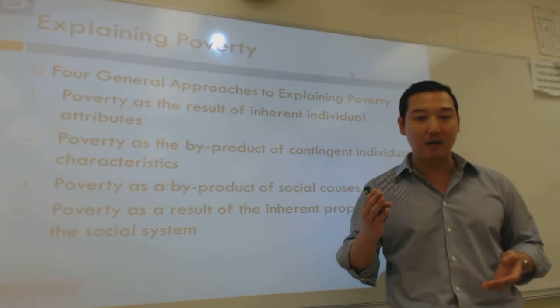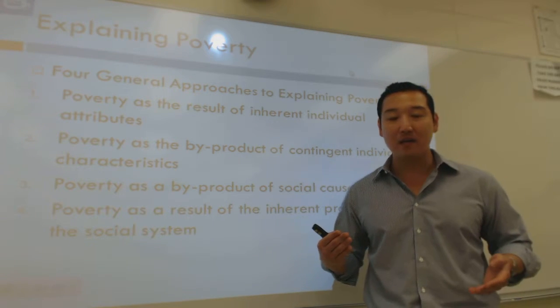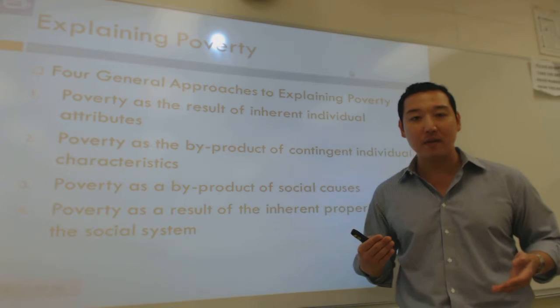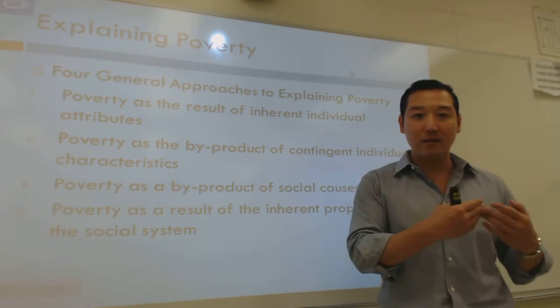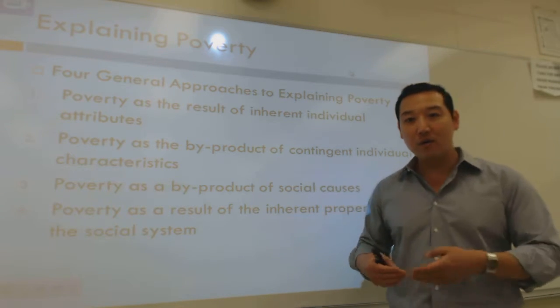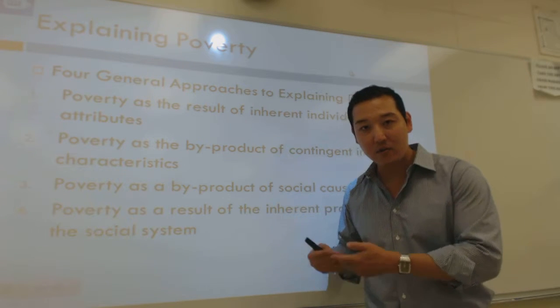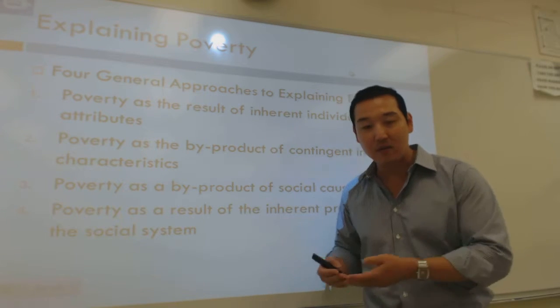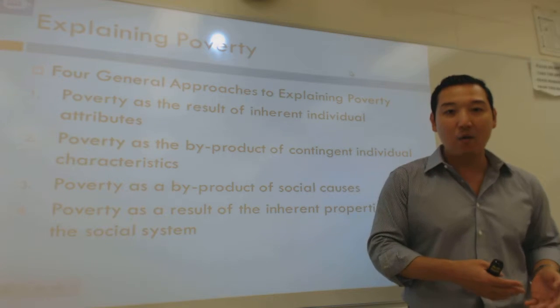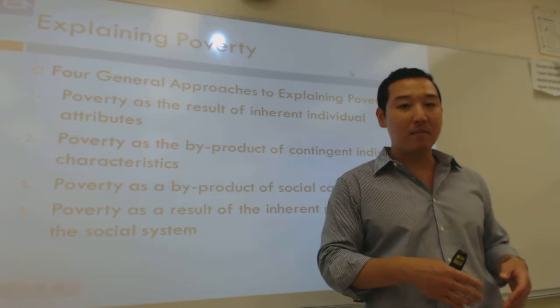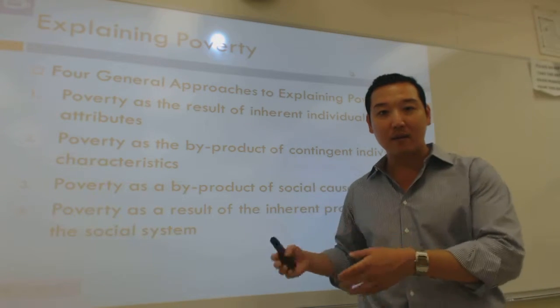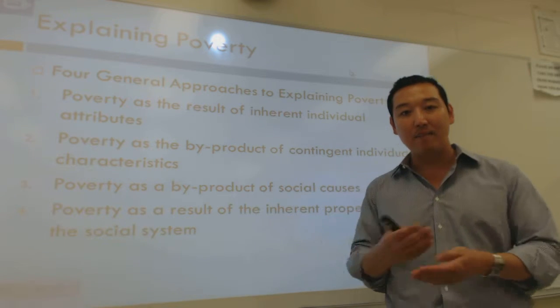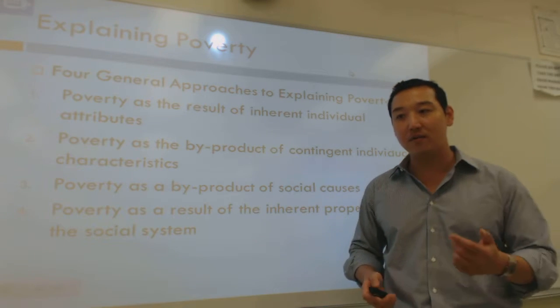Another line, or another dimension in which we can classify these different explanations, is in the way of whether we think poverty is rooted in the individual or rooted in the societal structure in which we live, namely capitalism. Is it rooted in capitalism or rooted in the individual? Or is it a byproduct of the individual or a byproduct of the capitalist system? That's another dimension by which we can classify these different explanations.